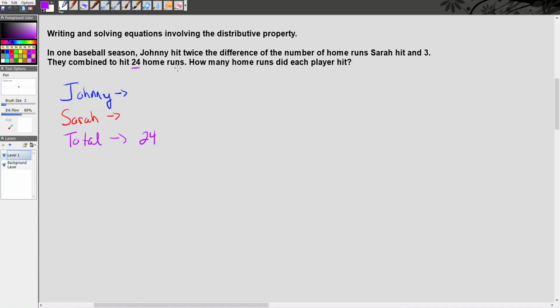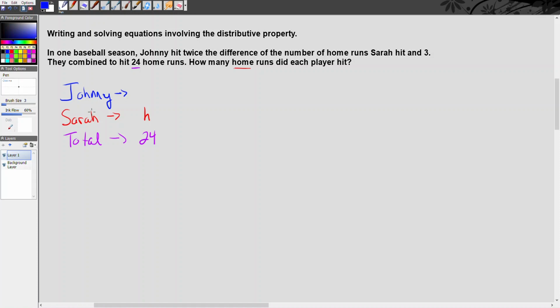So the best way to do this is to think about the clues they give us and find what our total unknown is. What do we not know at all? So they give us some clues about one of these players. They tell us Johnny hit twice the difference of the number of home runs that Sarah hit and three, but they don't give us any clues about Sarah. So Sarah, we completely don't know. We have no clues for Sarah. So that's where we want to have our variable. That's our unknown. Since we're talking about home runs, let's go ahead and use the letter H.